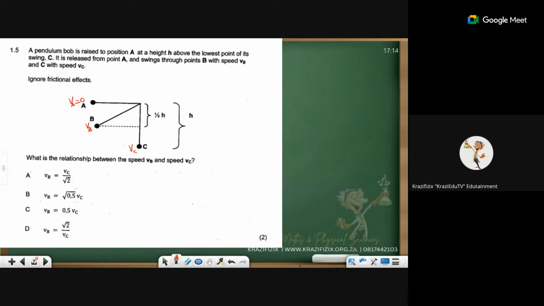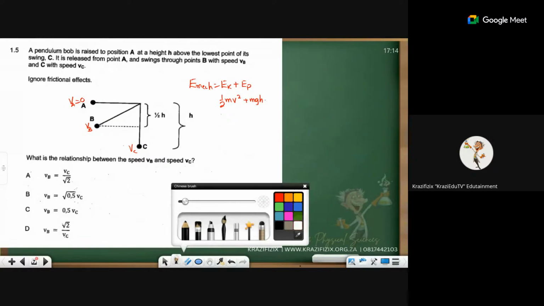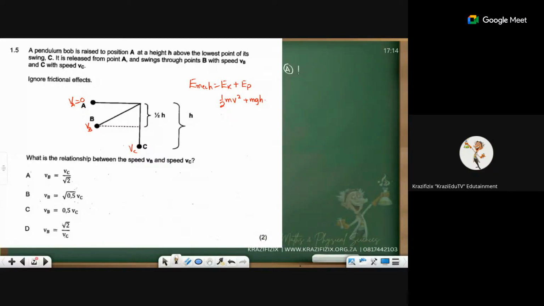Now, you must understand that mechanical energy is the same across. Mechanical energy at A is the same as mechanical energy at B and at C. And remember, mechanical energy is kinetic plus potential, which is half mv squared plus mgh. Now, look at point A. My mechanical energy will only be potential, which is mgh, because the velocity is 0, so the kinetic energy part goes away.